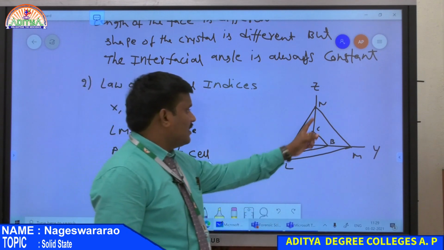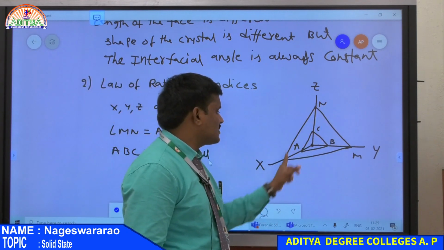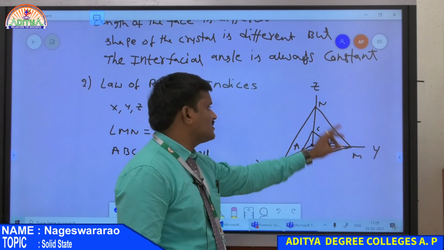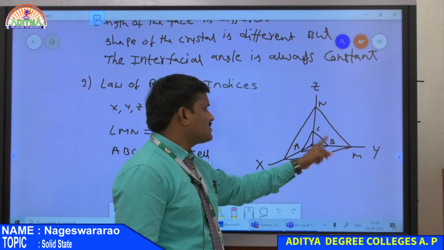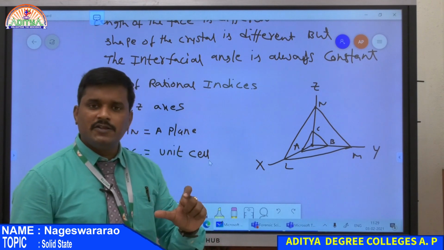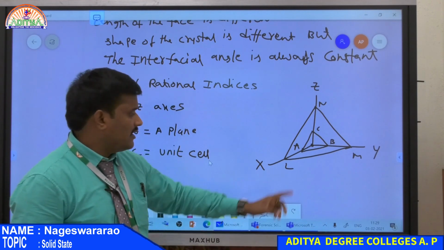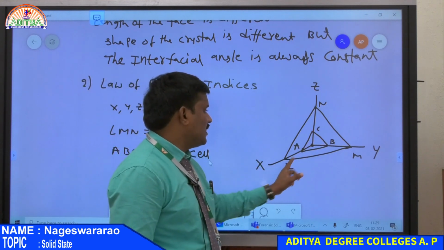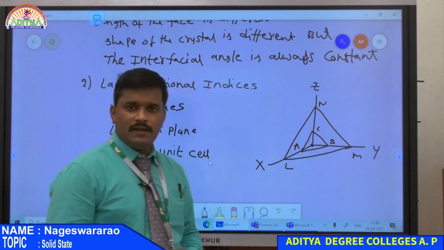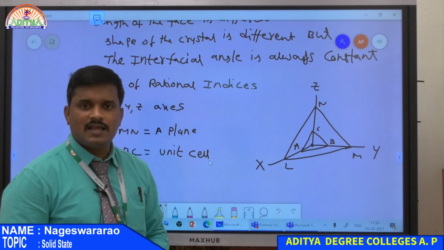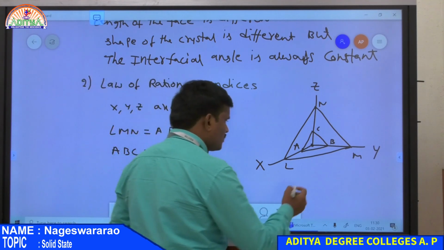So here L, M, N is a plane of the crystal which cuts the coordinate axes x, y, z, and ABC is the smallest repeating unit present in that crystal, that is nothing but the unit cell. So ABC is the unit cell, L, M, N is the plane of a crystal, and X, Y, Z are the coordinate axes. Now look at the diagram.